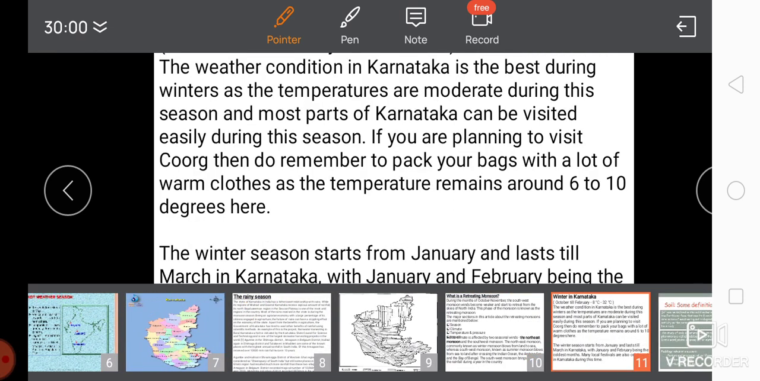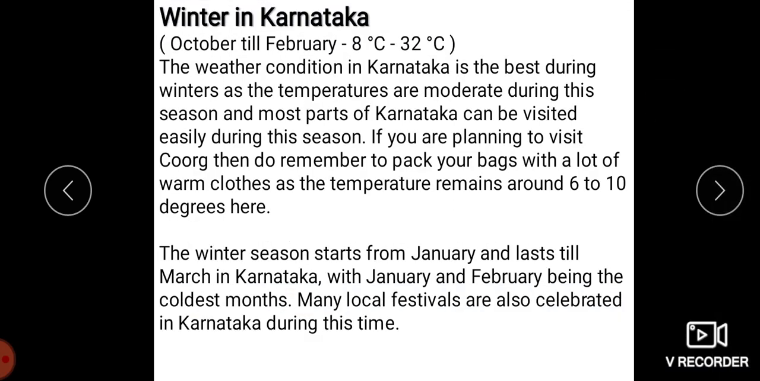Now we will move on to the winter season. During this season, the temperature, the humidity, and the rainfall are very low. The sky is clear, and the average temperature is between 25 degrees and 27 degrees Celsius. January is the month which records the lowest temperature. This is called the tourist month of the state. The minimum temperature recorded in Belgavi is 6.7 degrees Celsius.